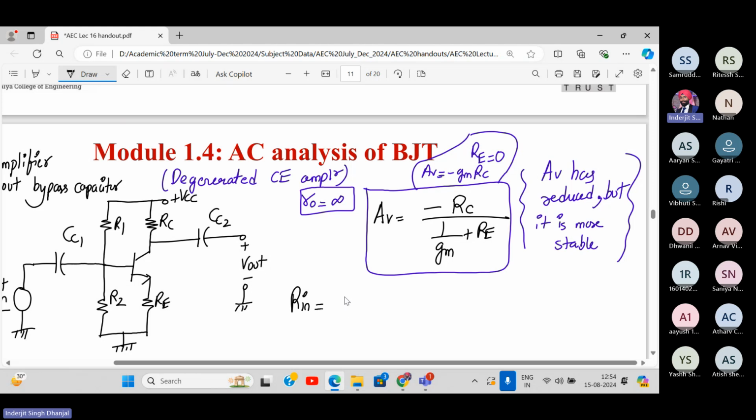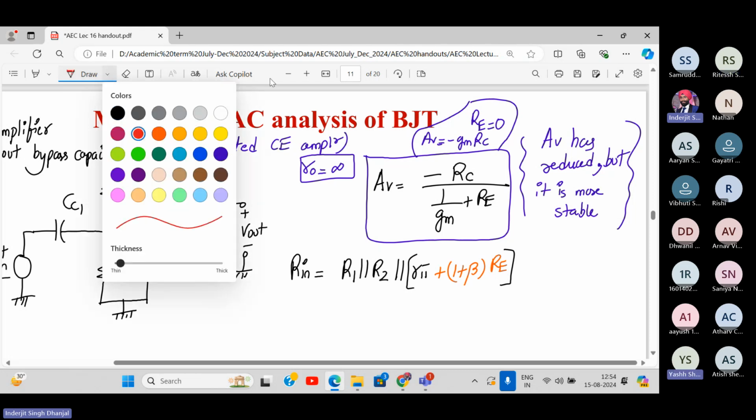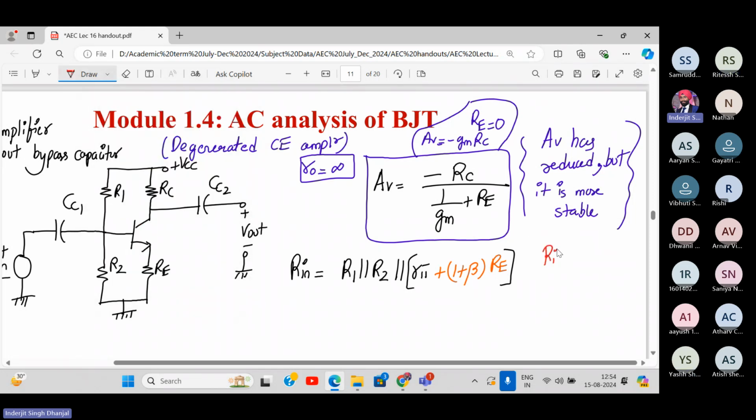So see, Rn original formula is what? R1 parallel to R2 parallel to R pi. Now if you remove the capacitor CE, this additional term will be added. See here, it will be plus 1 plus beta times RE. So can you tell me what has happened? Has Rn increased or decreased? Increase. Yes. And is it good for a voltage amplifier or no? Good. Yes. Because the higher the value of Rn, the lower is the loading effect at the input.